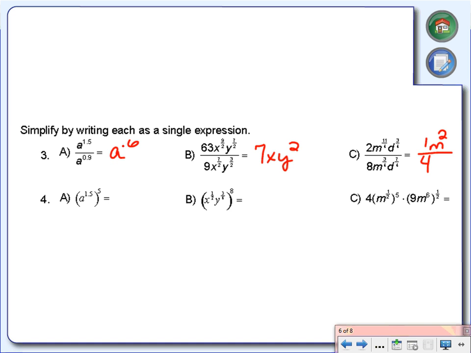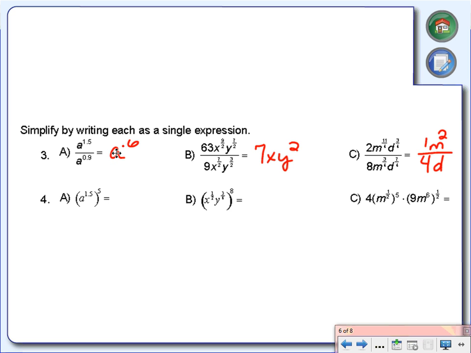Do the same thing with D. Subtract the exponents. 3/4 minus 7/4. What's 3/4 minus 7/4? Negative 4 over 4, which is the same thing as negative 1. But remember, we can't have a negative exponent, so I'll fix that by putting our D down here at the bottom. So we end up with m squared over 4D.